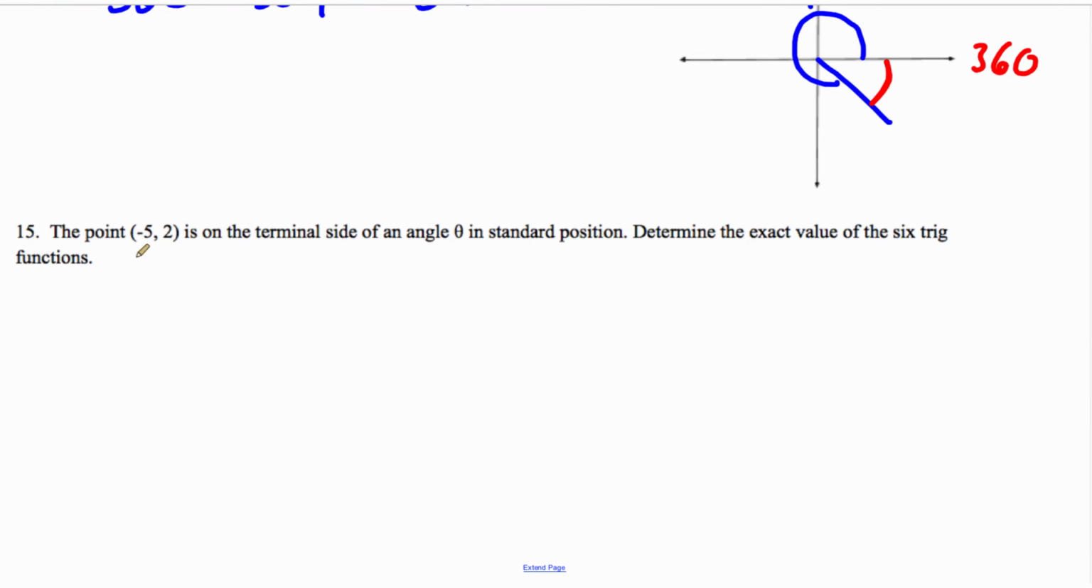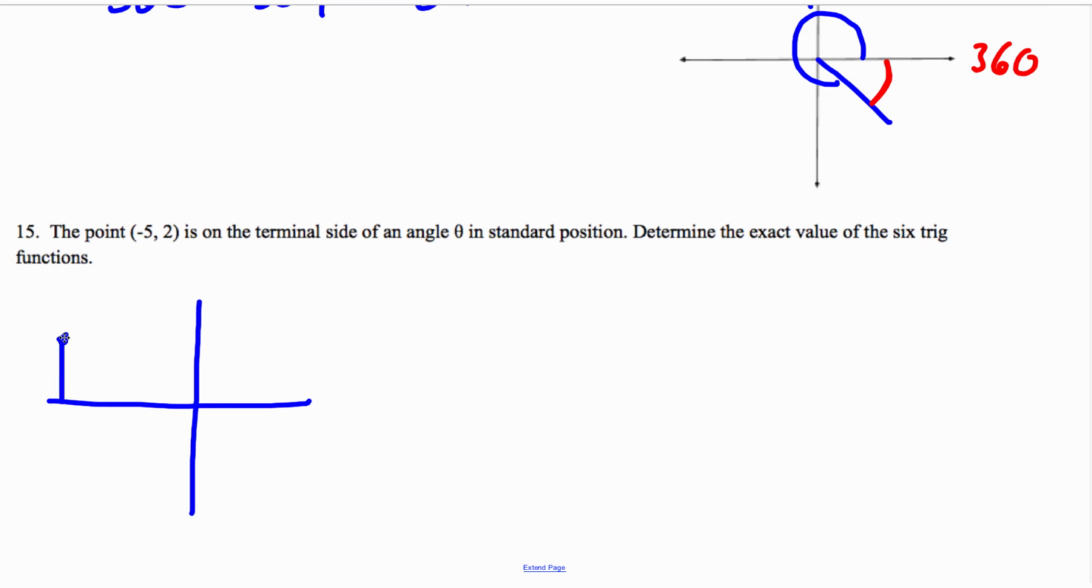For the last one, we're given the point -5, 2, and we're told that's on the terminal side of our angle theta, and what we want to do is figure out the values of our 6 trig functions. So I think how I would go about doing this one is sketching a picture. We've got the point -5, 2, so we have to go left 5 spaces, up 2 spaces, so our point ends up being up there.